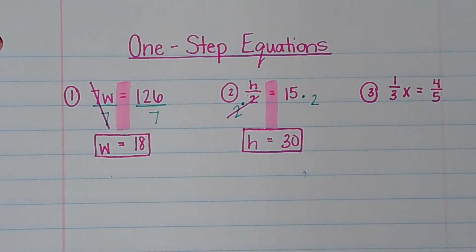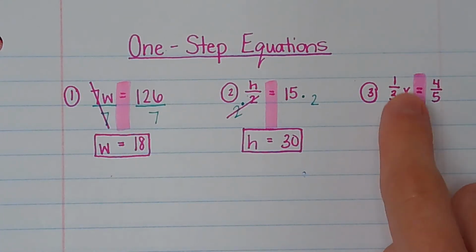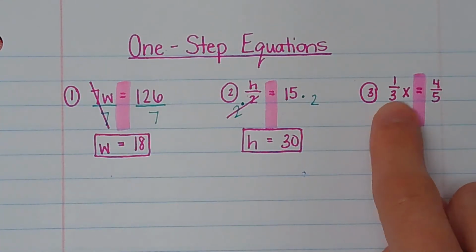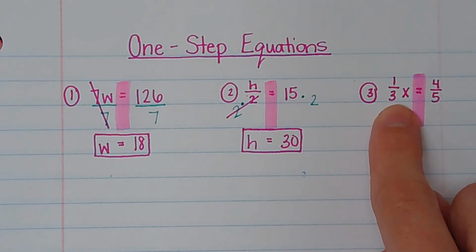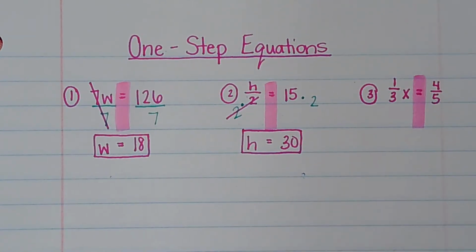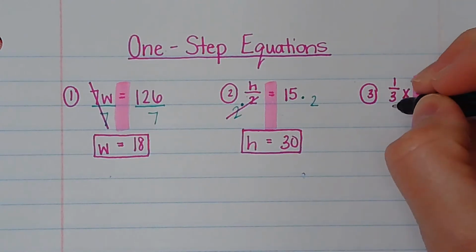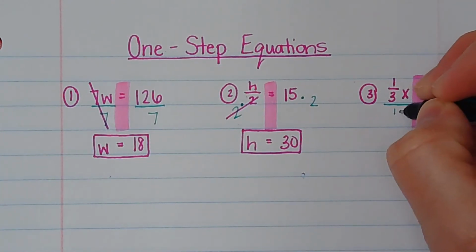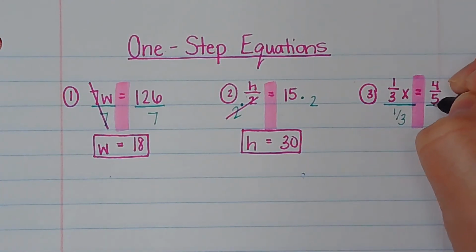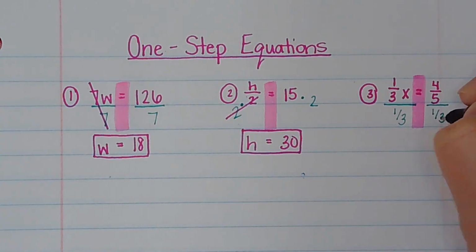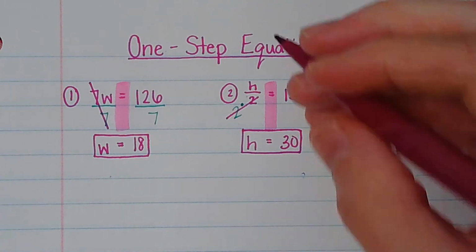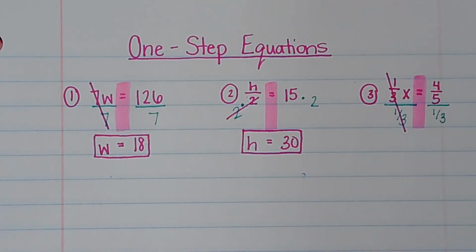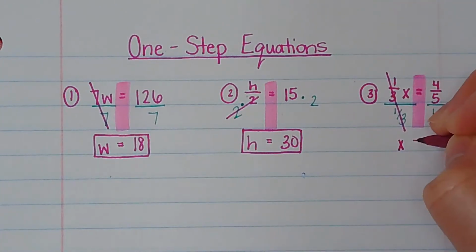Okay, let me draw my wall. Okay, I only care about this side because this is where my variable is. What are 1/3 and X doing? 1/3 and X are multiplying, so I need to divide. So I'm going to draw my big division bar. 1/3 here. You got to do the same thing to the other side. Okay, remember, over here, these are going to cancel each other out. So all I'm left with is X over here.